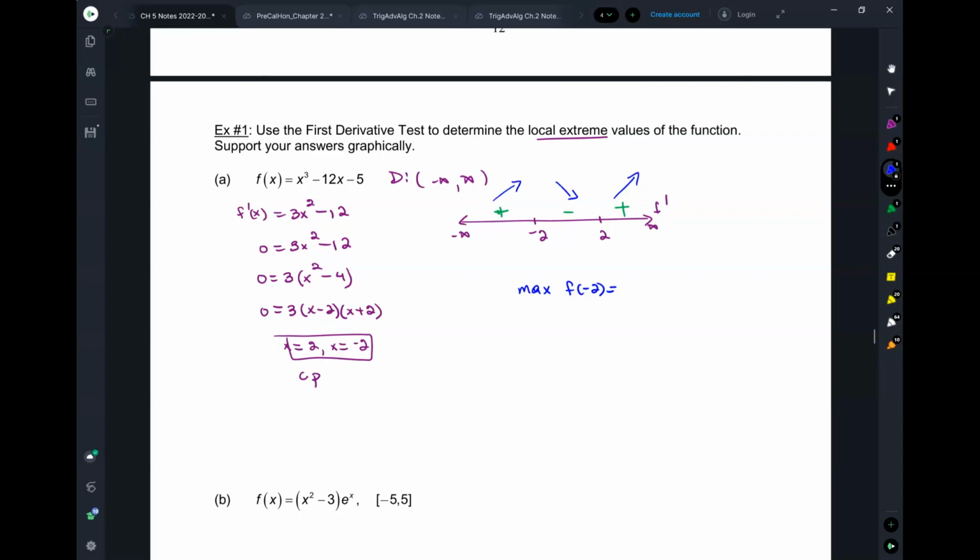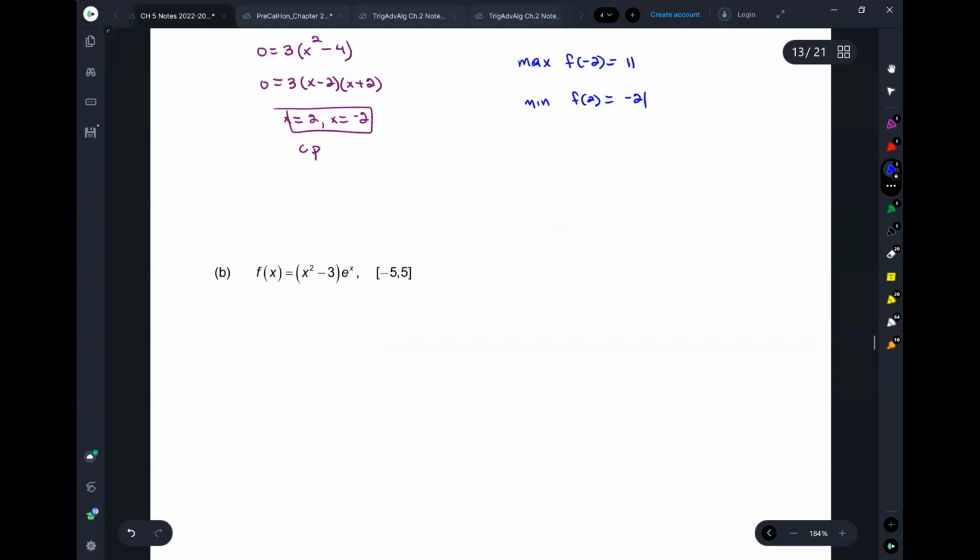Okay, isn't that what we did before? Yes, but now it's basically more technical language. Okay, but it's the same thing. It's the same thing. Okay. So f of negative 2, where do we plug it in? The original function, and we get 11. And then there is a minimum, f of 2, negative 21. So this is the answer? Yep. Okay, now take a look at this one.